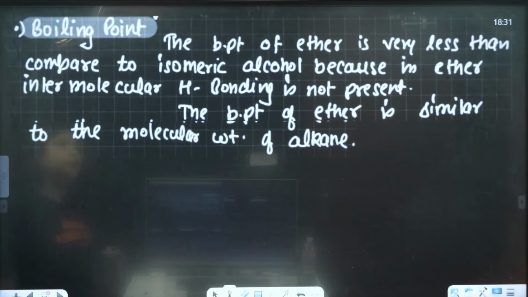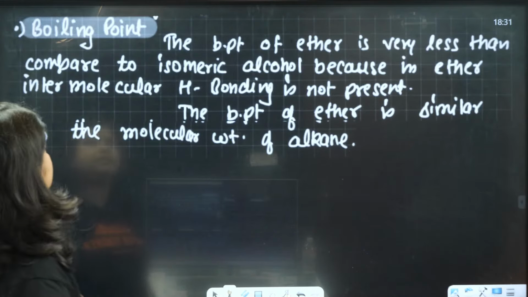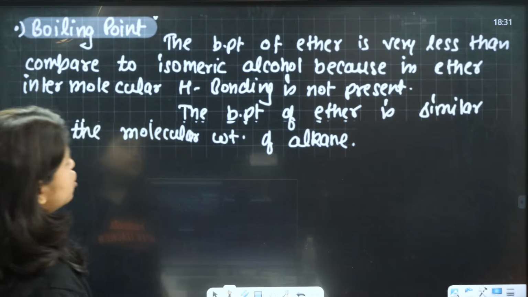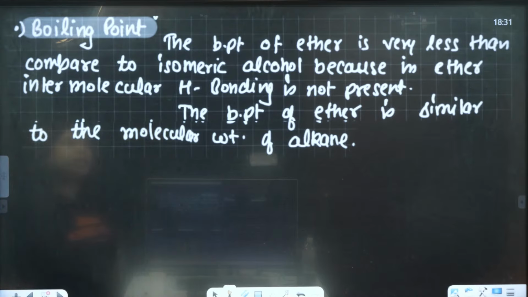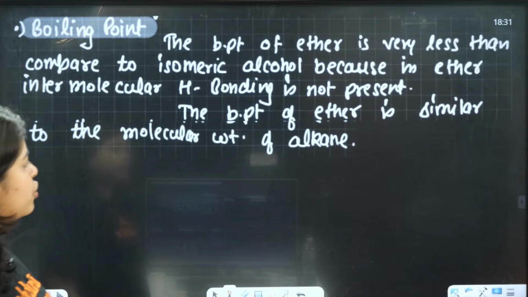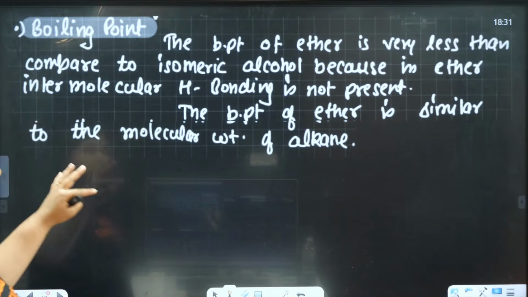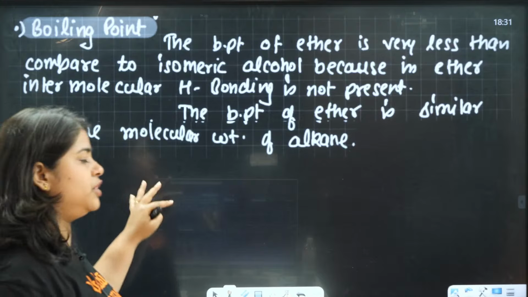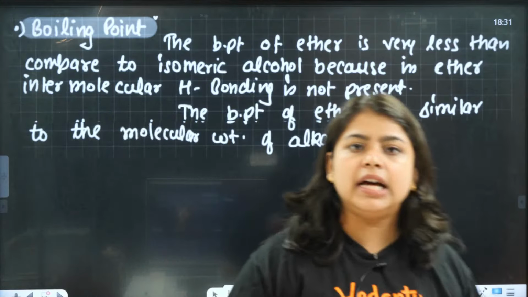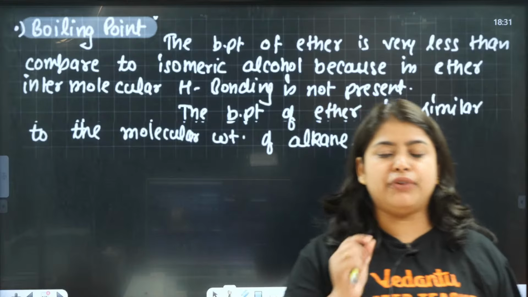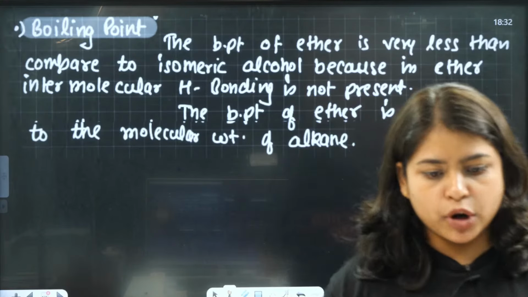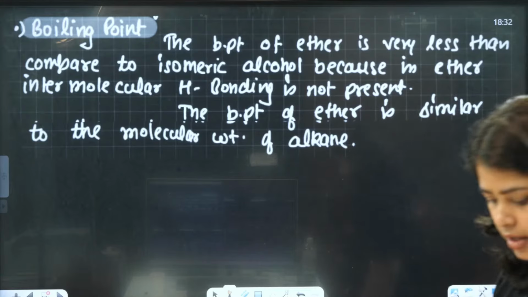Next comes the boiling point. The boiling point of ether is very low compared to the isomeric alcohol because intermolecular H bonding is not present in ether. So the boiling point of the ether is going to be similar to that of an alkane of similar molecular weight. Clear?